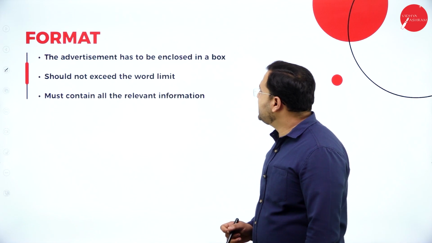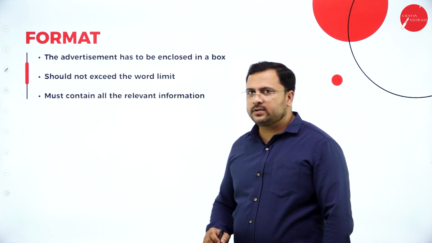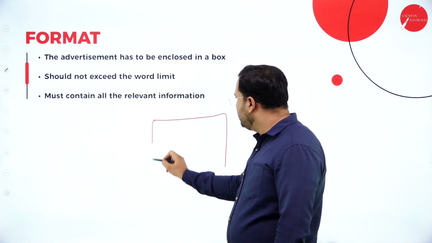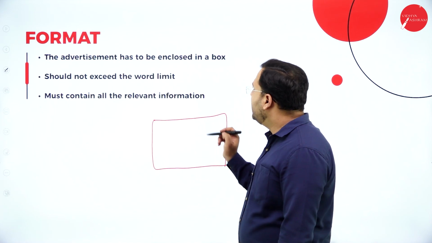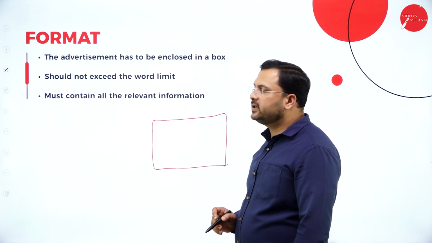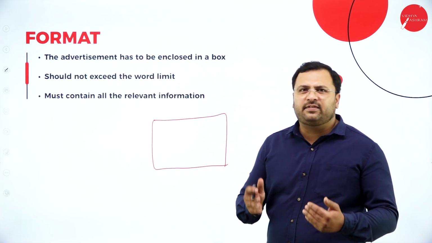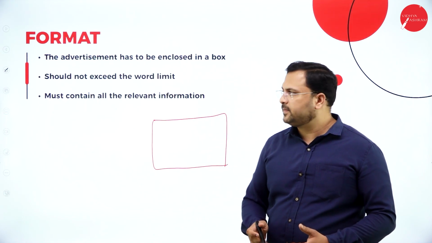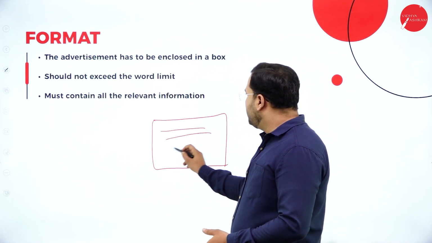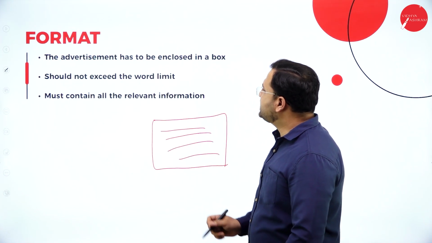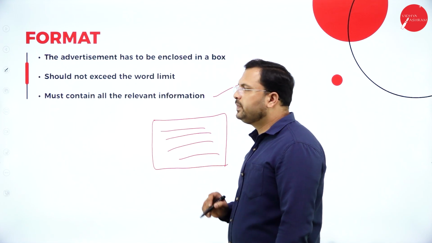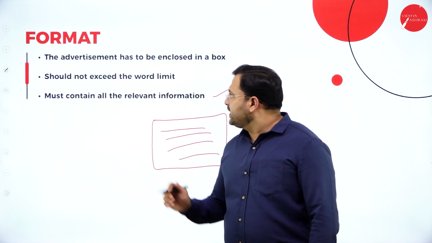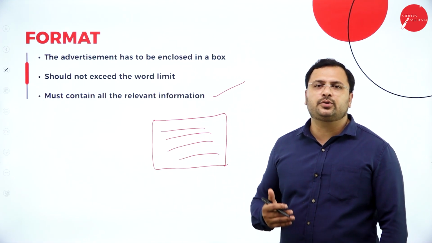Then format. The advertisement has to be enclosed in a box. So how do you write a classified ad? When you write an advertisement, it is to be written in a box. It is to be enclosed in a box. It should not exceed the word limit. An advertisement will have word limits like 50 words, 70 words, 80 words or 100 words. You should not exceed those limits. So therefore, stick to the word limit that is given there. It must contain all the relevant information. That is the most important thing. Those formats must contain all the relevant information that you want to show in it.